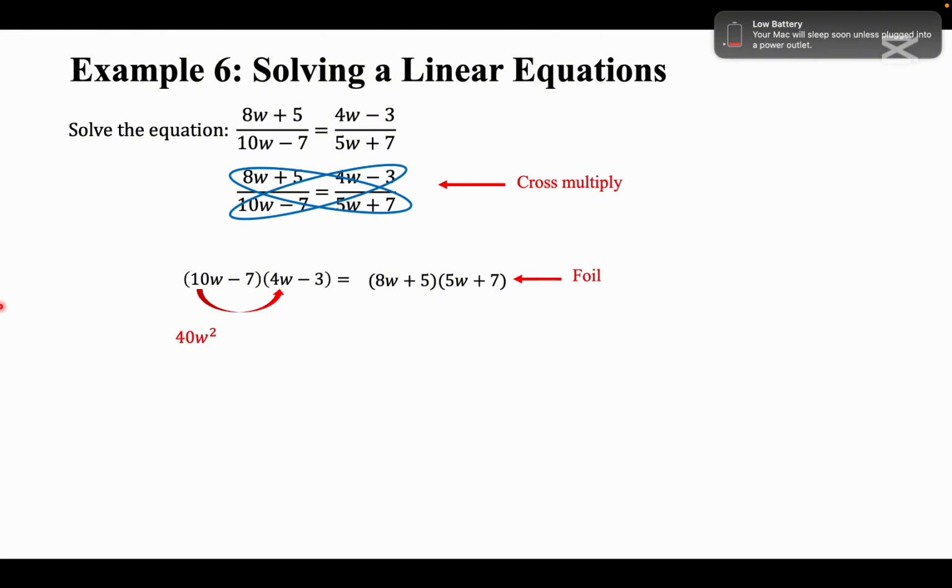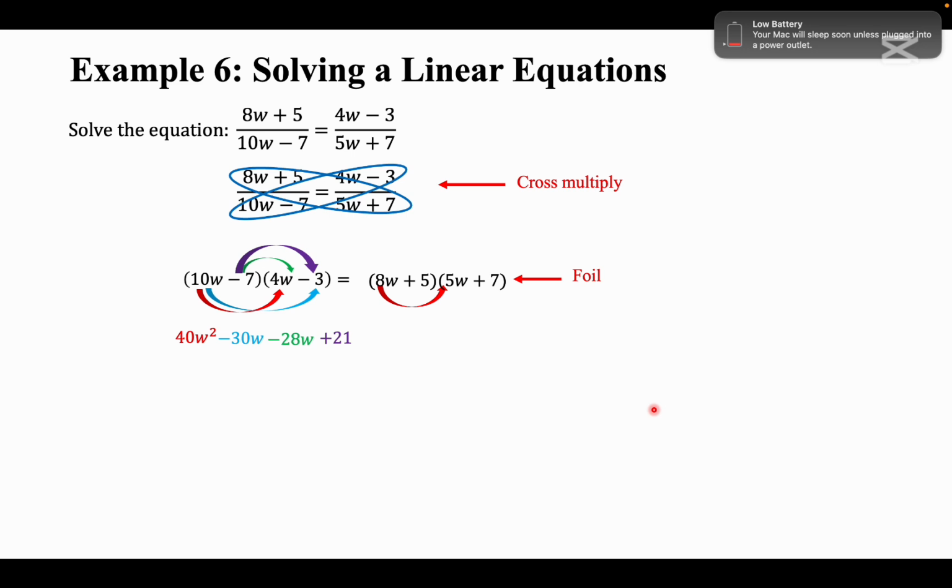First times first means the first of the first factor, and then the first of this. So 10w times 4w gives you 40w squared. And then the outside would be the 10w and then negative 3. Inside, negative 7 times 4w is negative 28w. And then the last would be negative 7 times negative 3. What is that equal to?